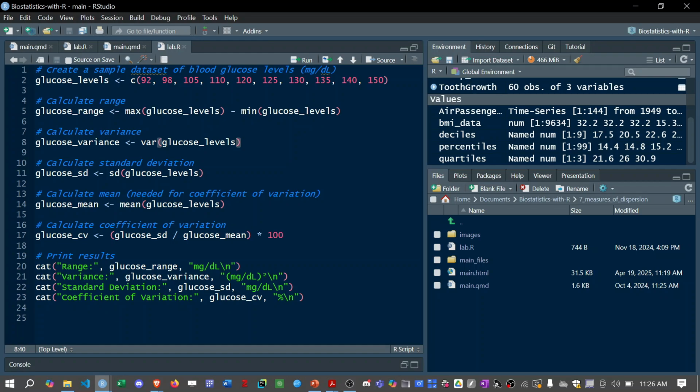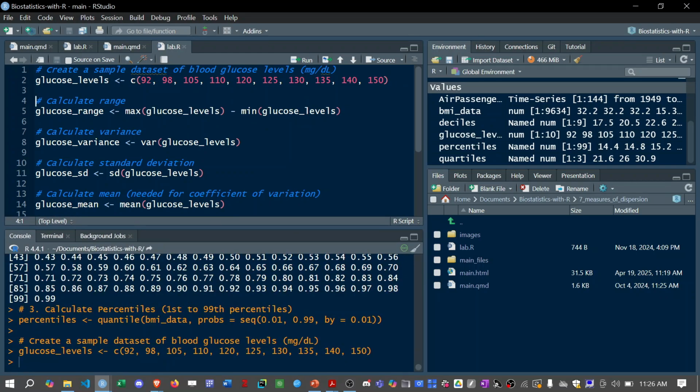So I'm going to be giving you a simple example in this particular lab just to demonstrate the various measurements of our spread. This is just an example of blood glucose level in milligram per dl, mg per dl. I'm going to run this. So we have 10 observations.